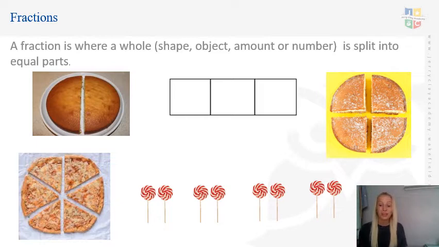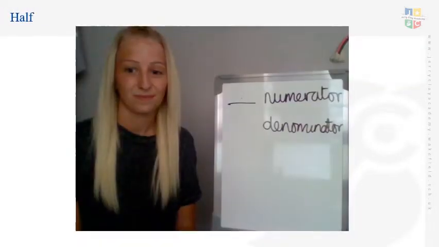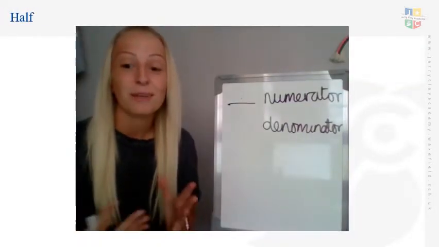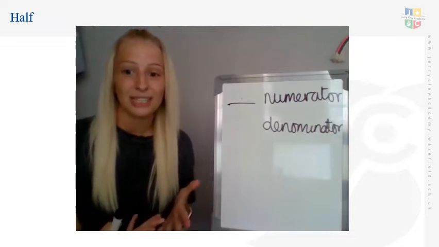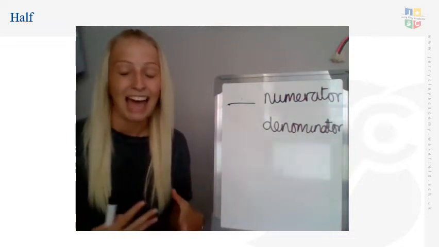Okay, so just a quick recap of what a fraction is. A fraction is a whole shape, object, amount or number which is split into equal parts, and that can be represented in many ways as you can see on screen, and it can be cut into as many equal parts as possible as long as they are all the same shape and the same size. So today we are specifically looking at one fraction in particular, which is finding a half.